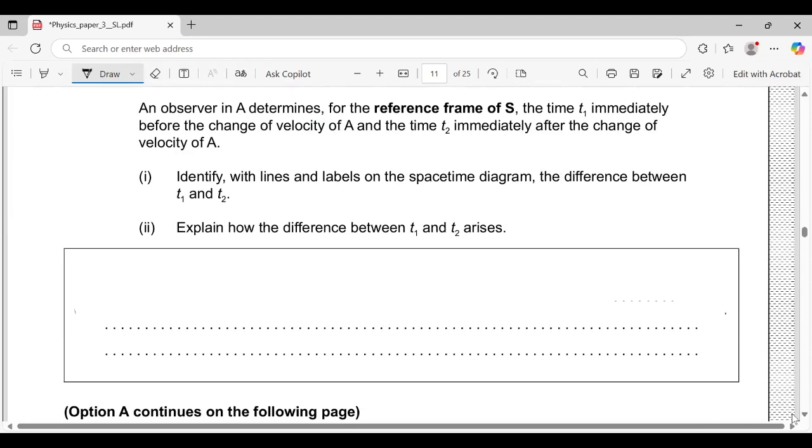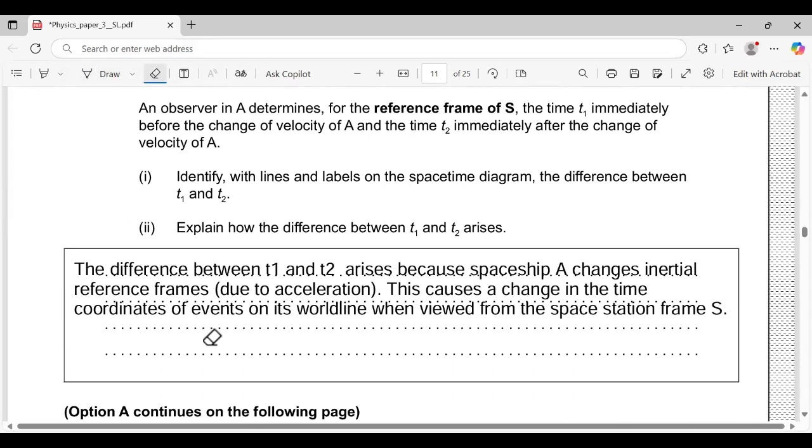Next question. Explain how the distance between T1 and T2 arises. I have provided my explanation.